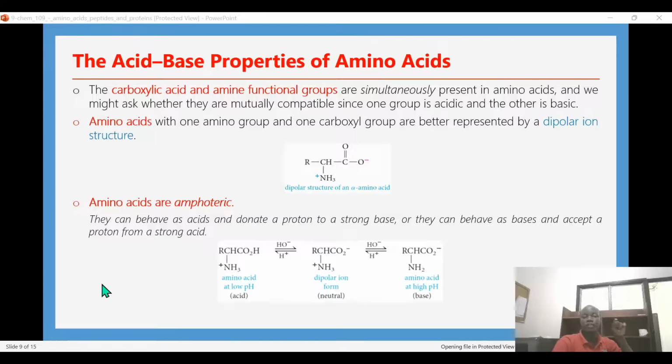When we say dipolar ions, remember that an acid is a substance that donates a proton, while a base is a substance that accepts a proton. So you see now clearly, in the ionic form, this is the amino acid. You have carbon double bonded to oxygen, and you have a free oxygen here with a negative charge. Remember from the beginning, this oxygen with a negative sign had a hydrogen. Because it is an acid, it donates a proton.